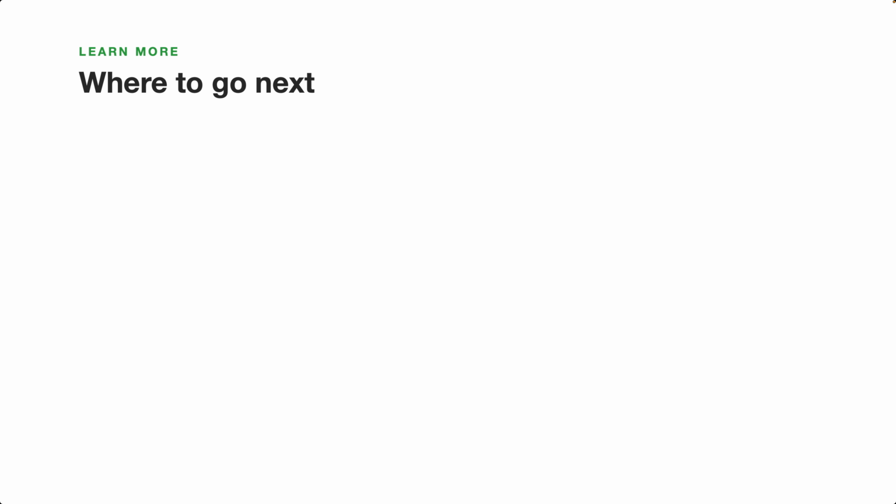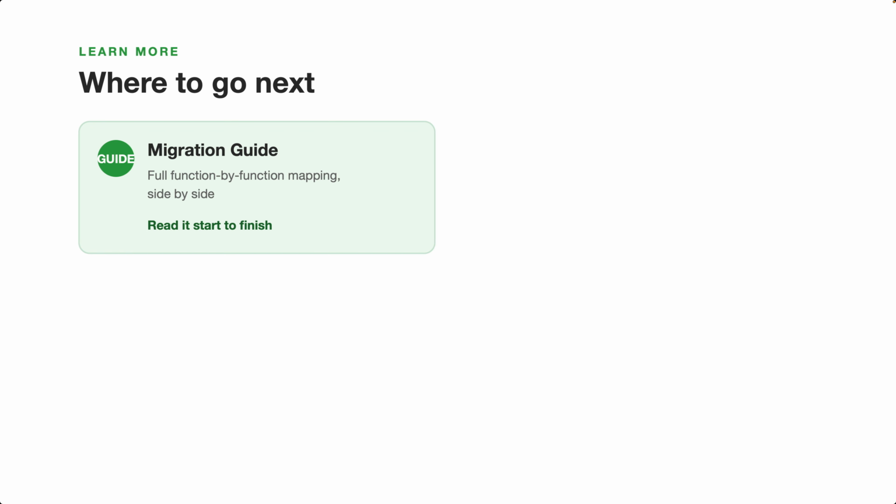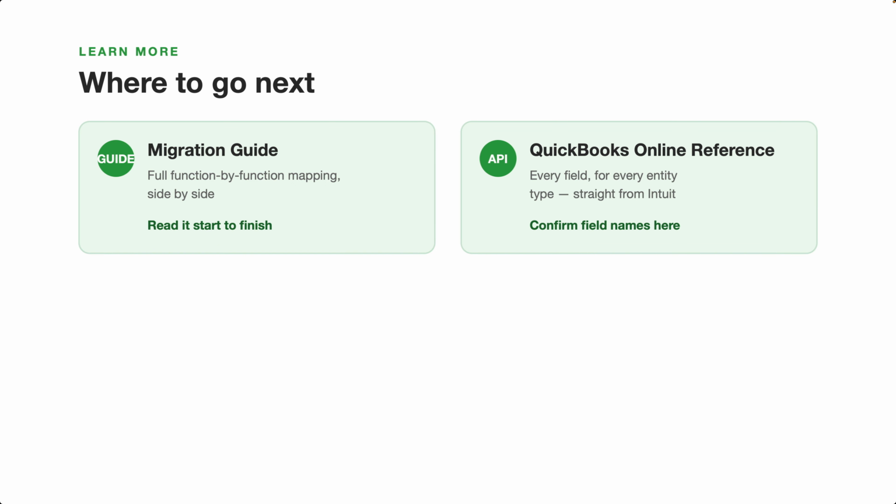If you want to go deeper on any of this, a few resources can help. Our migration guide covers the full function-by-function mapping between FMBooks Connector and FMBooks Connector Online, side by side, so that you can see exactly what replaces what. For field-level detail beyond what's in the guide, Intuit's own QuickBooks Online reference documents every field for every entity type. That's the place to confirm a field name before you build against it.